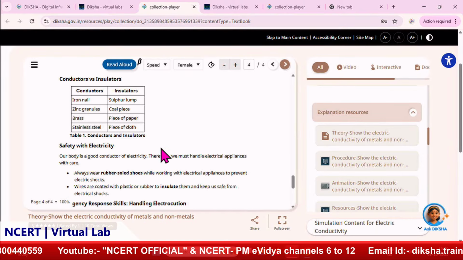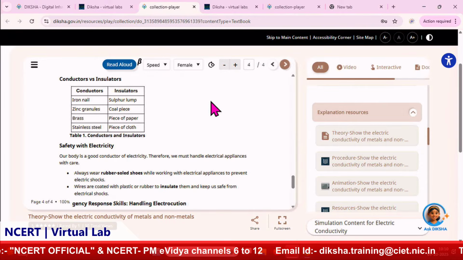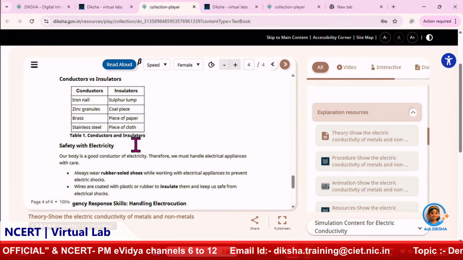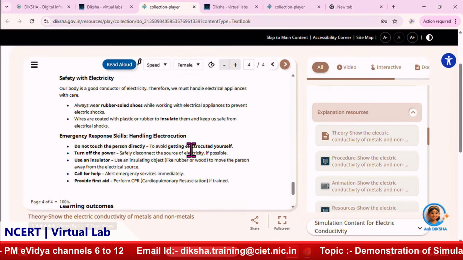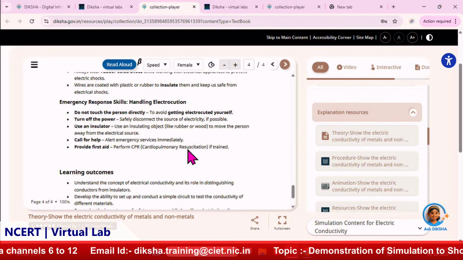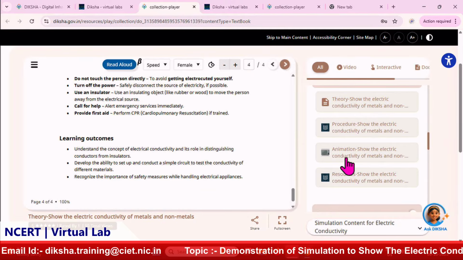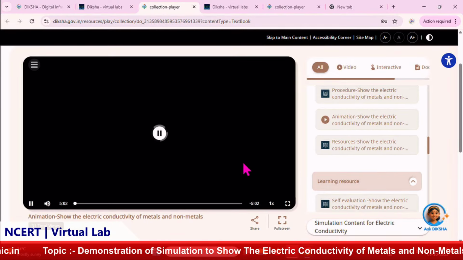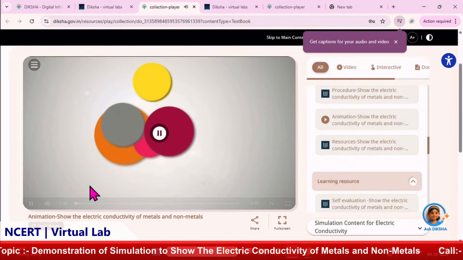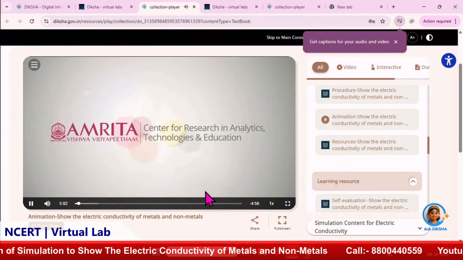Now, based on this electrical conductivity, we can easily categorize the materials in 2 columns, conductors and insulators. They are mentioned over here. The student gets the idea of what are called insulators and what are called conductors. Now a procedure is there to conduct this experiment, an animation is there, resources are there. I will directly go to the animation part first of all, so that the student gets an idea of how this experiment is going to take place.